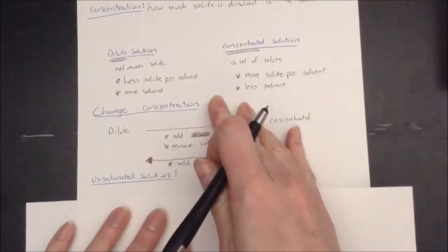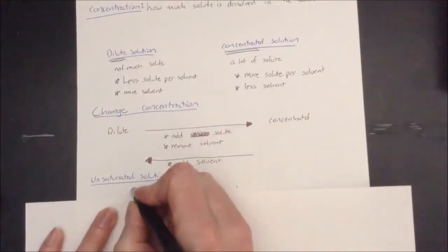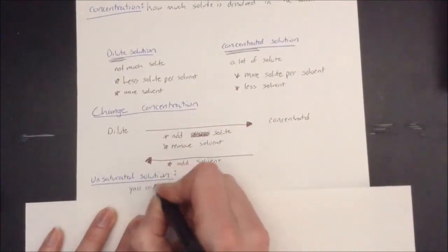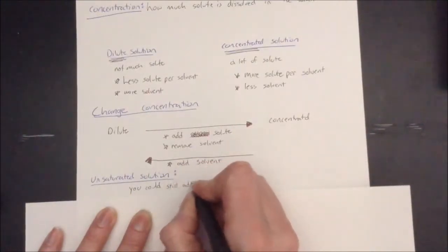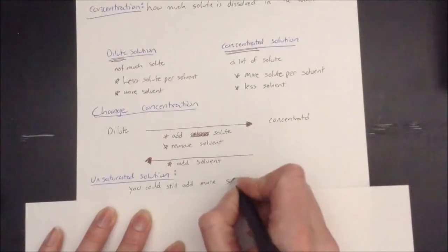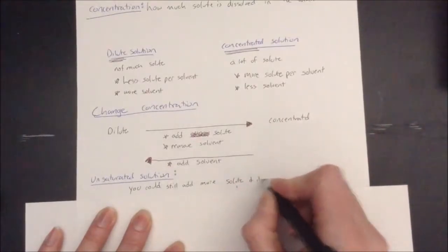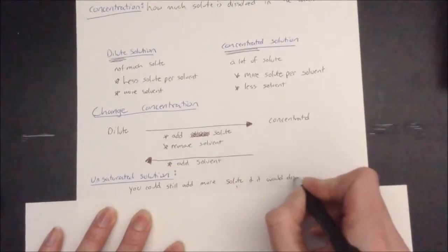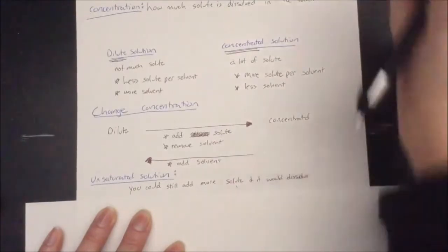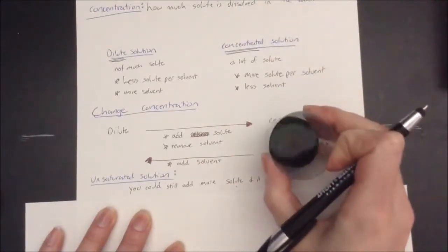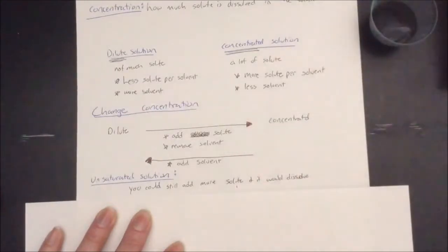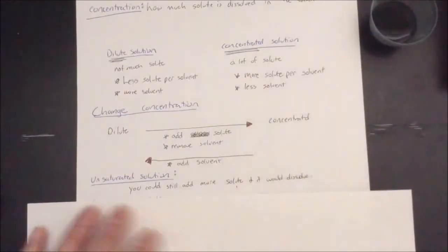An unsaturated solution is one in which, I'm gonna go with layman's terms here, you could still add more solute, okay, and it would dissolve. Think about it this way: I could continue to add more drops of food coloring to here, and the food coloring would continue to dissolve in there. It's not a saturated solution yet.